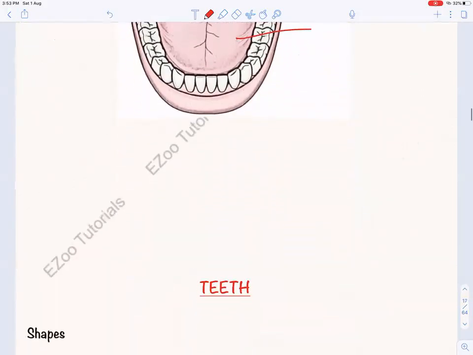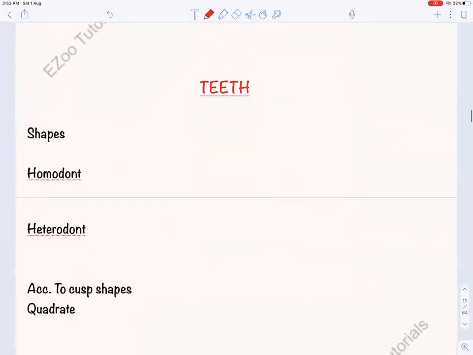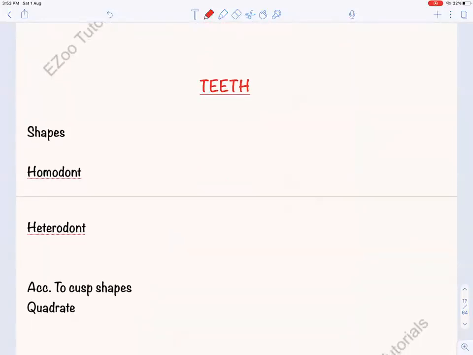So let us now see about teeth. Okay, teeth. What is the purpose of teeth? Why do we need teeth? Very easy. The purpose of teeth is so that the food can be broken down. It's not a chemical breakdown, it is a physical breakdown of food. So the teeth are helping in the physical breakdown of the food.